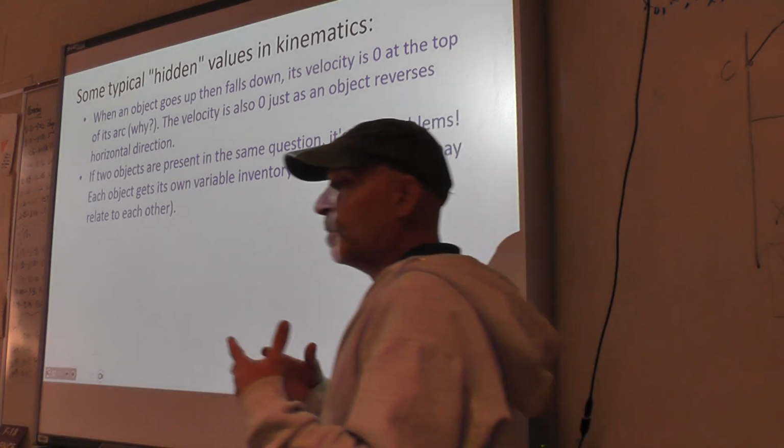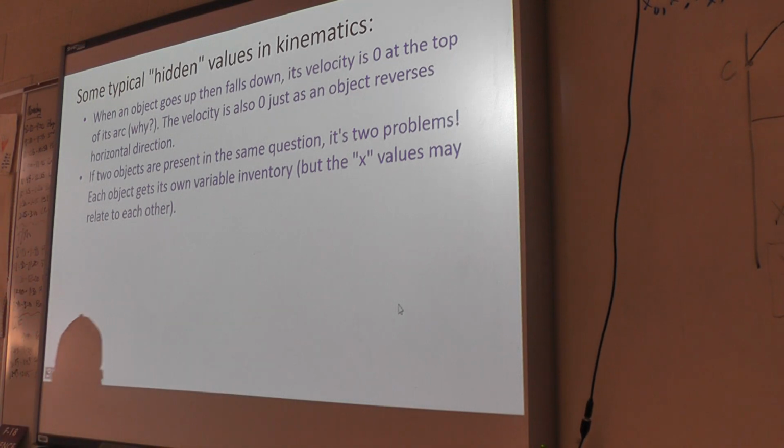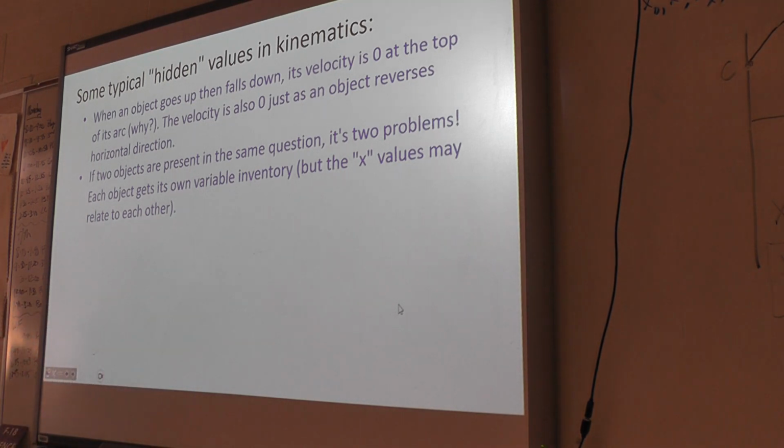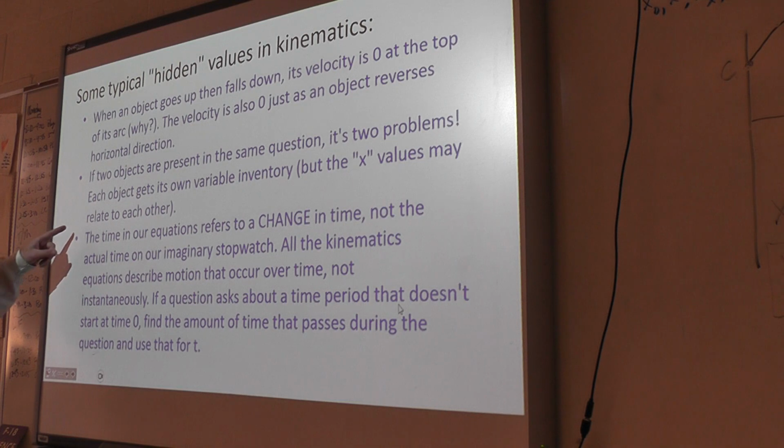To think about a problem like that, we have to recognize that each of our objects has its own set of variables. And sometimes we can relate them, like if they are in the same spot, then they would have the same x values, the same position value. Or if they have the same velocity, then their velocity at that time would be the same.